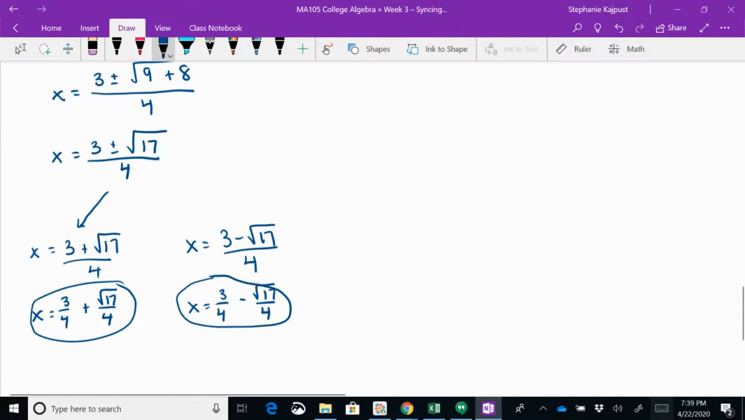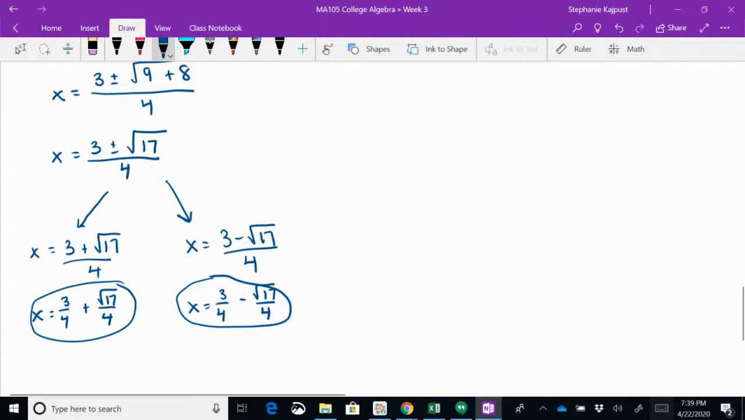And you get nasty answers for anything that you can't factor. So if you can't factor it, you can use the quadratic formula and it's going to look gross. And it's going to end up with decimals if you actually do the square roots. Let me actually finish my other arrow there. So that is the quadratic formula.